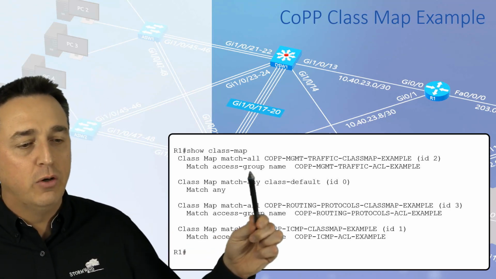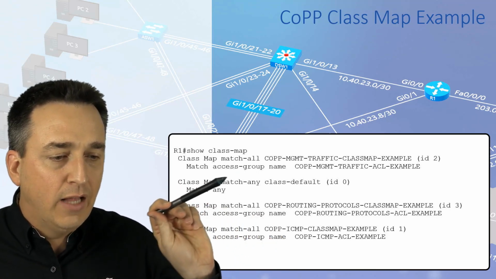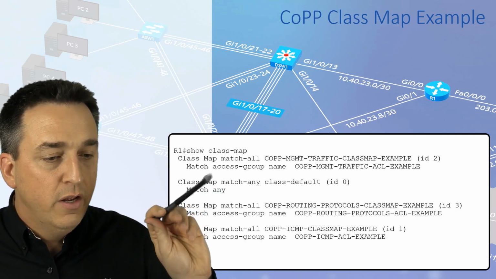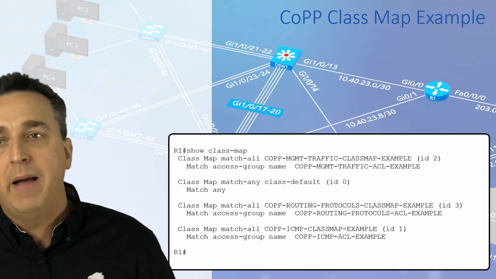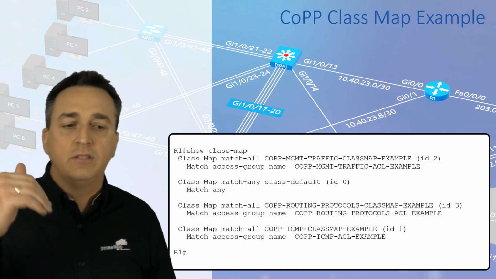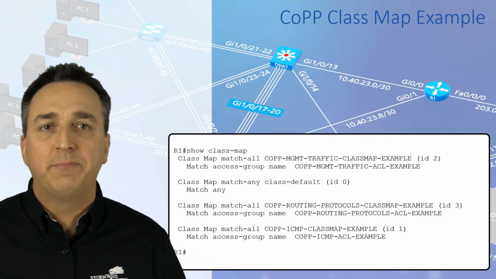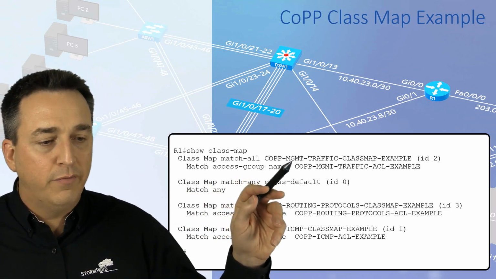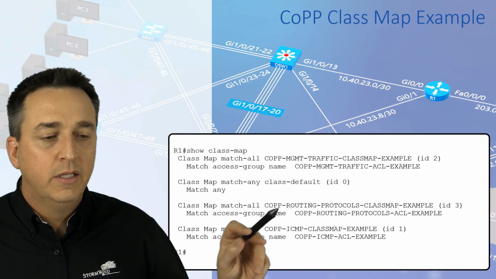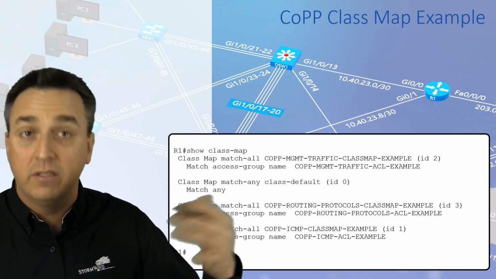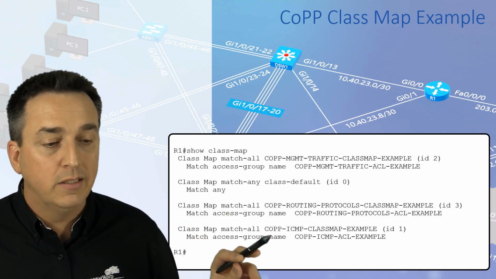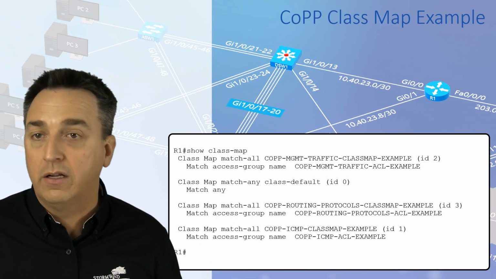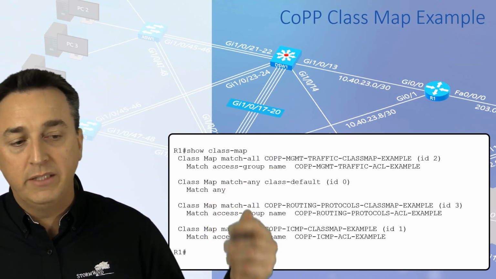So now if we type in show class map, you'll see that each class map has been created for us based on our configuration. But there's also one here called the default class map. There is a class map that is automatically on your device called the default class map that catches everything else. So my management traffic will be caught by this. My routing traffic will be caught by this based on the ACLs. And then my ICMP traffic will be caught by this. And then anything else falls into the default category. So now we'll have the opportunity to police all four of these.